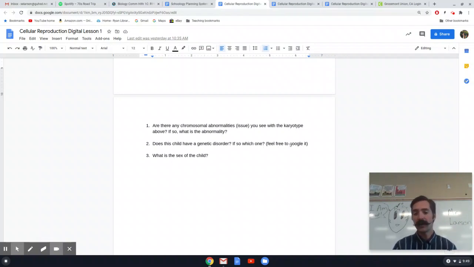You can Google that. I don't expect you to know what the different genetic disorders are. So if you figure out what it is, feel free to Google search it, and it'll tell you basically what the genetic disorder is. And last but not least, what is the sex of the child? So these are 3 questions that you can answer with any karyotype.